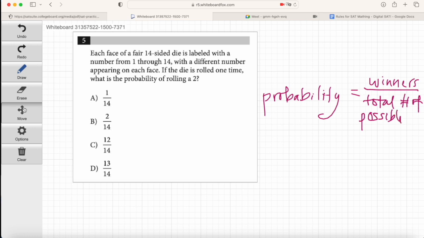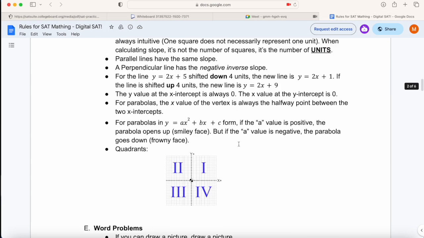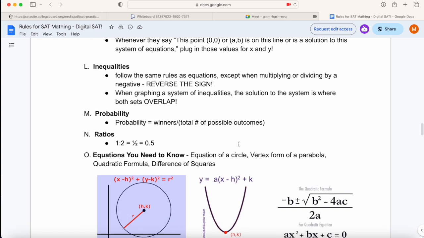Have you ever heard that before? Are you familiar with that formula for probability? Yeah, okay. That's also on my basic concept cheat sheet. I'm just going to go to it real quick. I think it's basic concept M. There it is. The same formula. Probability equals winners divided by total number of possible outcomes. Again, all the basic concepts that they test on are here on this cheat sheet.